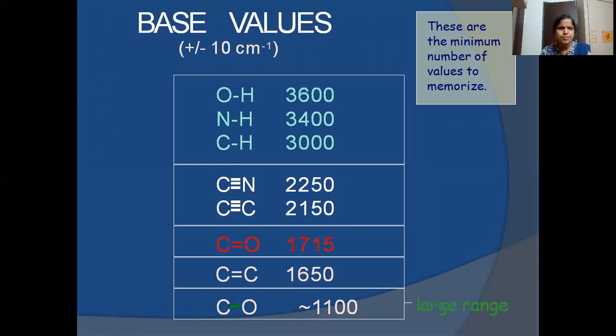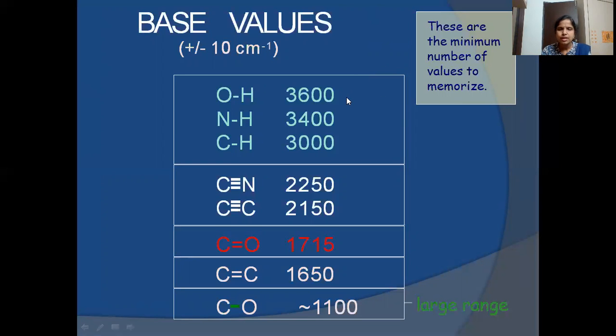Now, these are the minimum base values we have to learn. Without knowing the frequencies, we cannot interpret an IR spectra. So, these are the values which are given, plus or minus 10 centimeter inverse, because the same exact value no one can remember. So either an addition of 10 or a subtraction of 10 will be there in any of these readings.